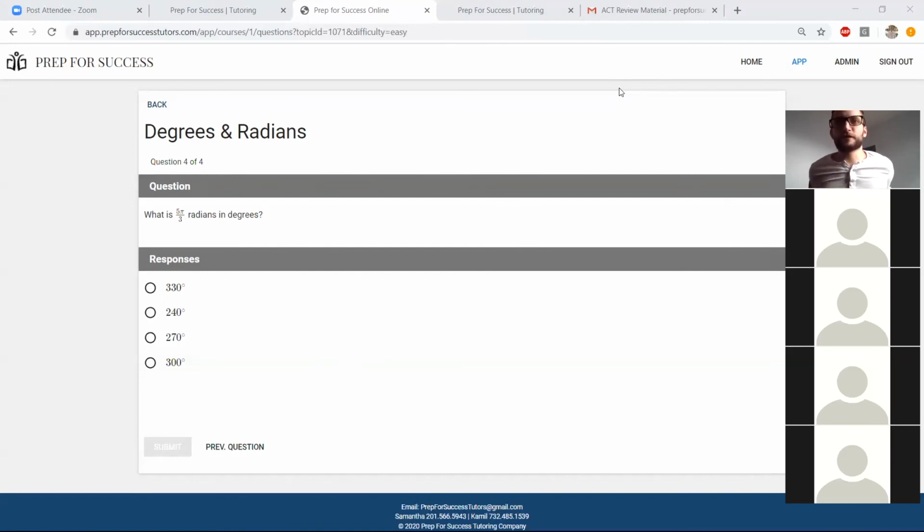Okay, so solve this. Put your answer into the poll or message me privately. I'm going to give you guys another 10 seconds. Okay, so we got 5, 4, 3, 2, and 1.